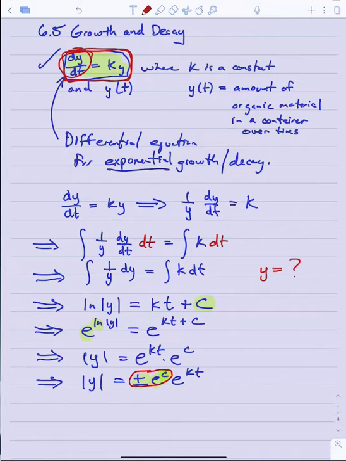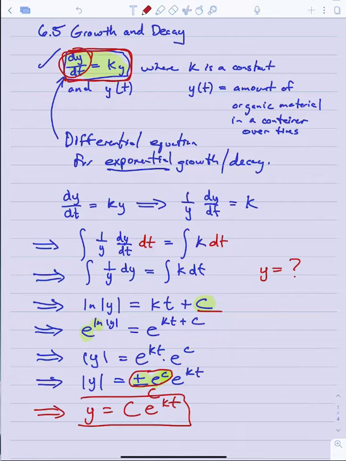Now, I really should call it something different than c because I've already used c here, but I'm just going to relabel that entire arbitrary constant as a c. If you don't like that, let's call it a b or something, but I'm going to be lazy and say that y is now equal to an arbitrary constant times e to the kt.